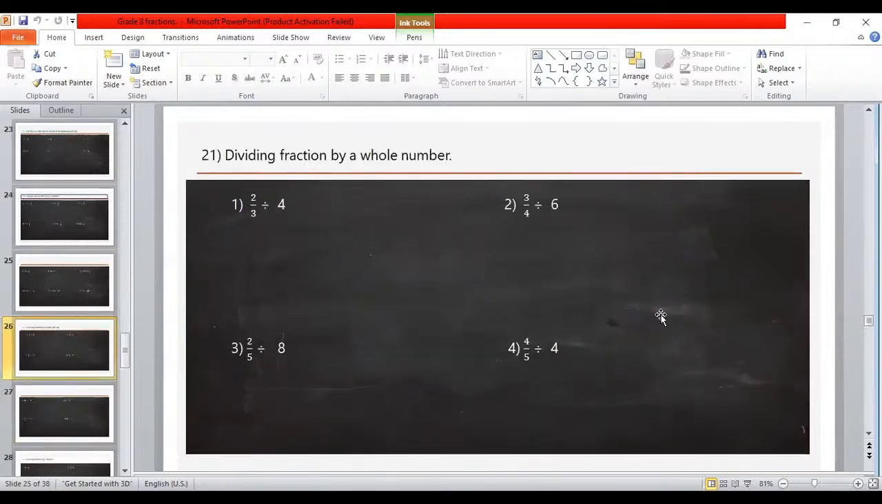Right. Dividing fractions by a whole number. Earlier, we did whole number divided by fraction. Now, dividing a fraction by a whole number.